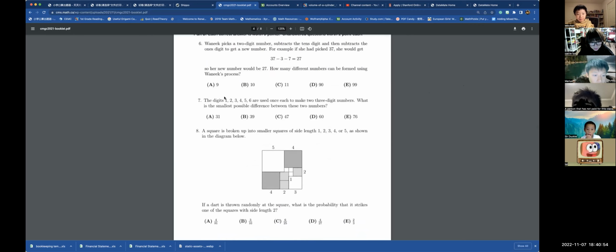Okay, so let's take a look at number 8. A square is broken up into smaller squares of side length 1, 2, 3, 4, 5, as shown in the diagram. Okay, so that means this is a 5 by 5 square. This is 4 by 4. This is 1 by 1. This is 2 by 2, 2 by 2, 2 by 2, 3 by 3, and 4 by 4. Understand? Okay, so if a dart is thrown randomly at the square, 有一个箭射到这个上面, okay? What is the probability that it strikes one of the squares with side length 2? 他就问你有没有可能它会打在这里 one of the squares with side length 2, 或者打到这里.